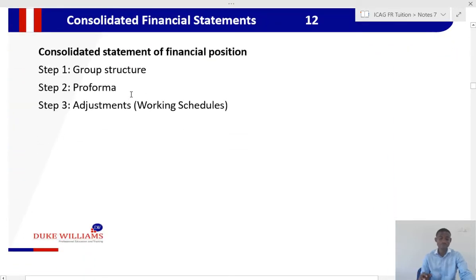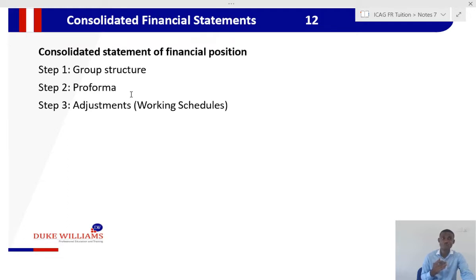Now we begin with the consolidated financial statement. Then subsequently we look at the consolidated P&L and OCI. So to start with, we want to look at the consolidated financial position. Before we begin, we also have to look at the set out. What are the steps? The steps: we have to determine the group structure. What is a group structure? The group structure indicates the controlling interest and the date of acquisition. So we have to determine the group structure.